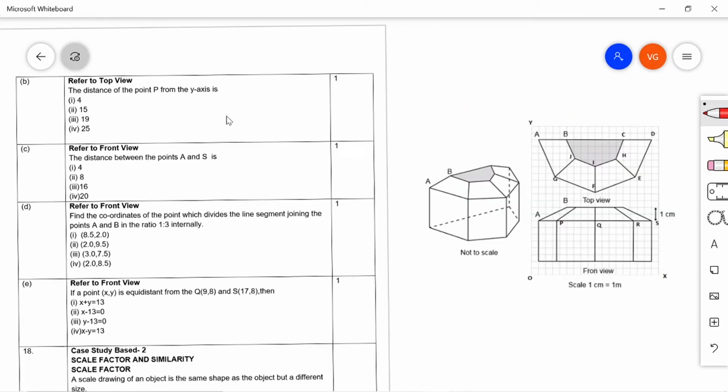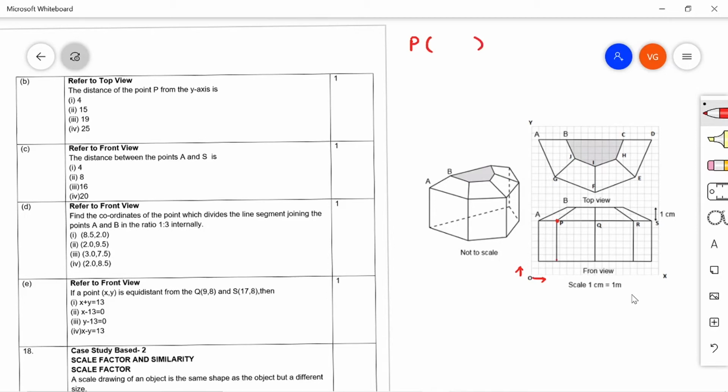Part B in question number 17 is like this. Refer to top view. The distance of point P from y-axis is. If you observe the given picture, you are given a graph sheet in the background. O indicates the origin, X and Y marked. So this side you have the x-axis and this is your y-axis. A, P, Q, R, S, different points you are given, right? So they are asking you to find point P. So try to write down point P coordinates.